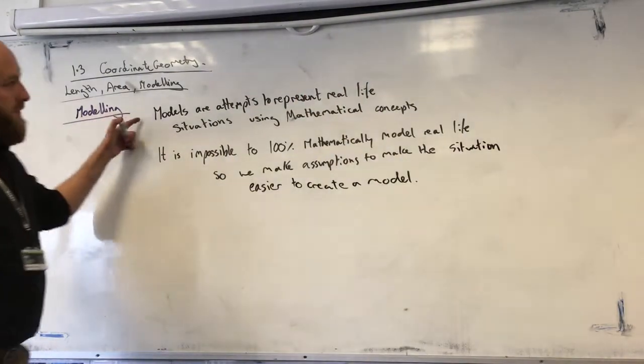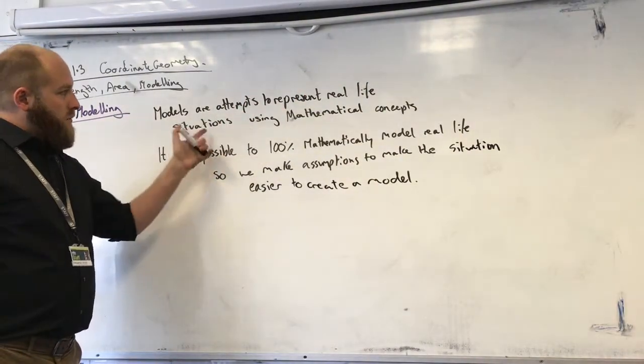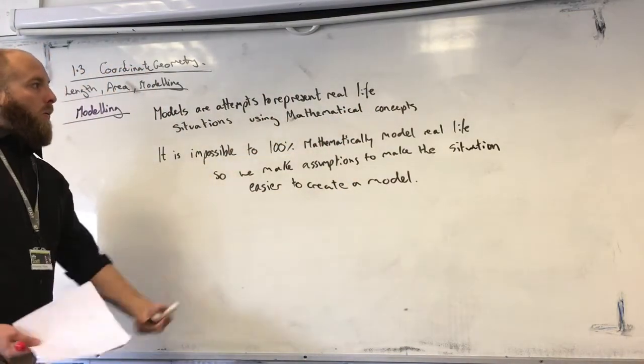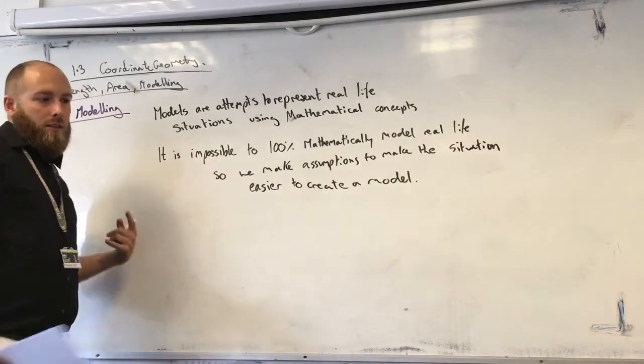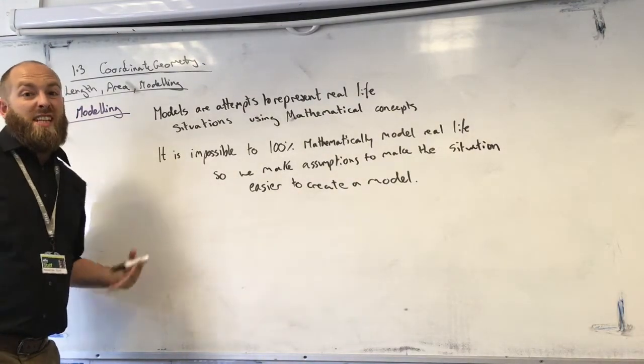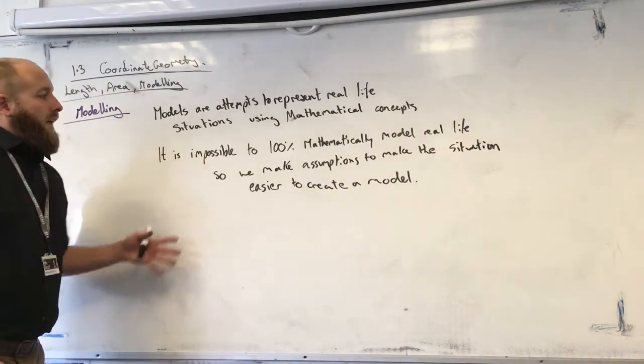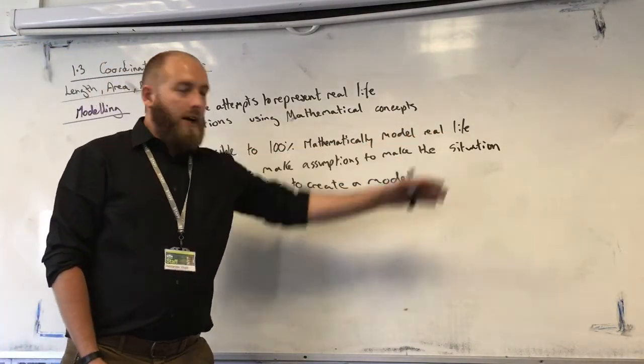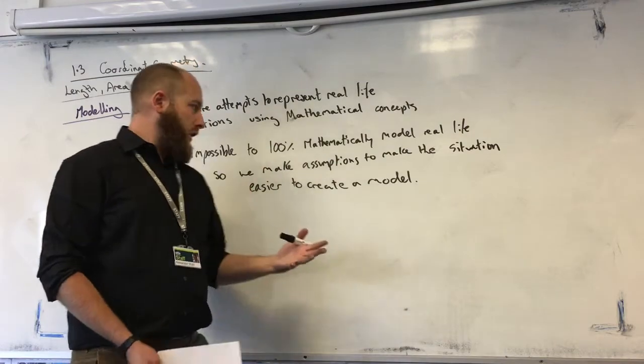Okay, so models are attempts to represent real life situations using mathematical concepts. Models are our way of turning stuff in real life into equations that we can solve and predict things about a real life situation. However, it is impossible to 100% mathematically model real life. Obviously, otherwise we could predict the future.